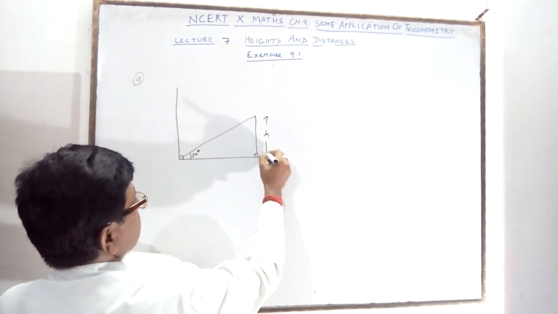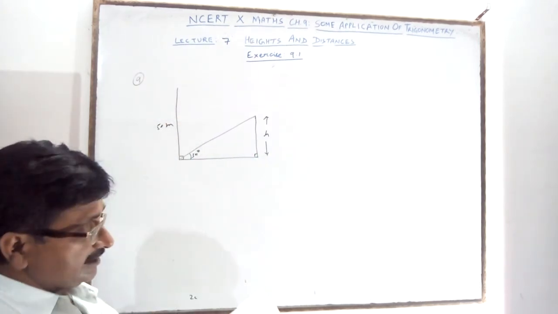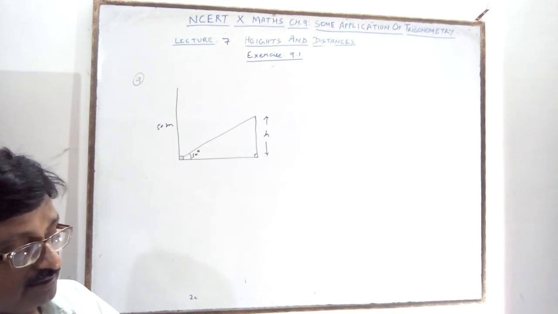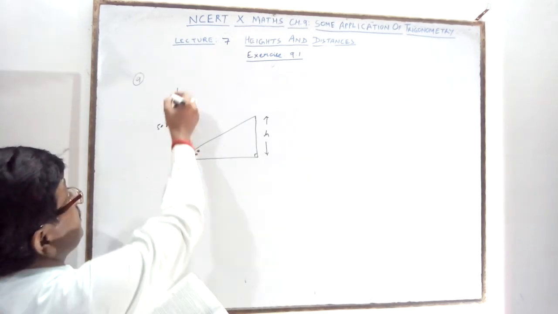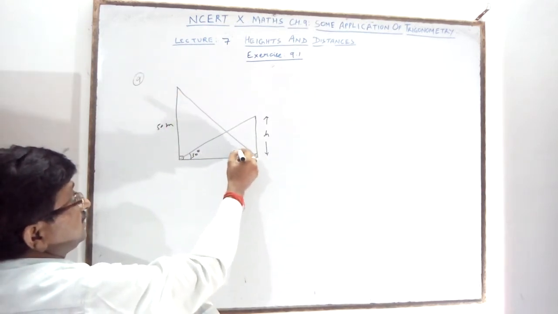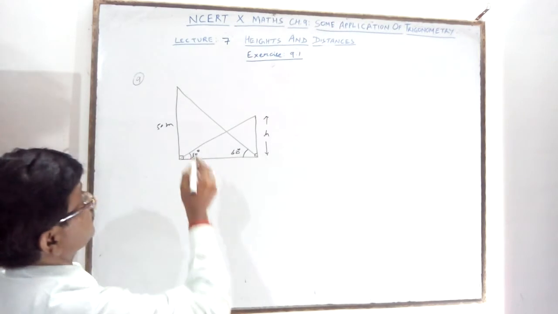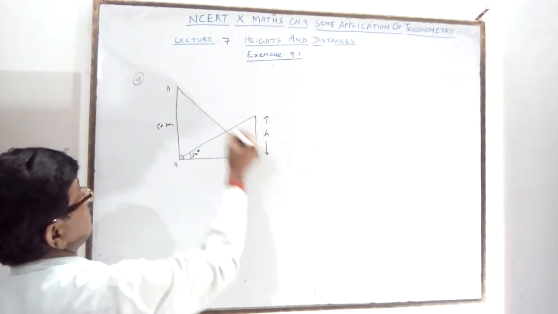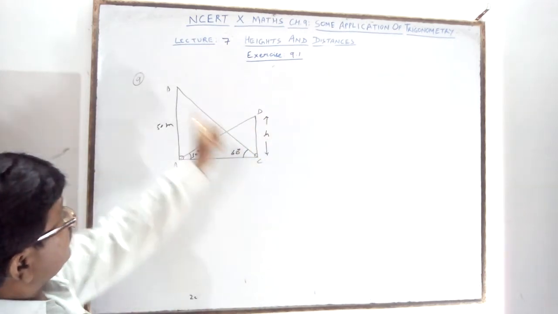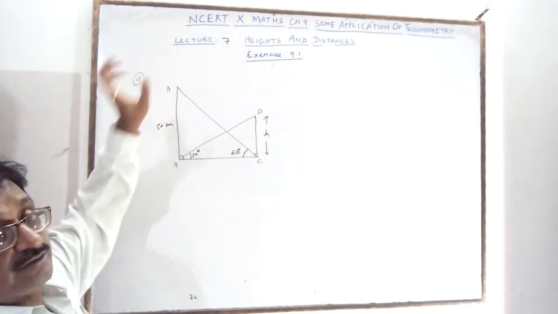The building is smaller. The tower is given as 50 meter high, and another part is given: the angle of elevation of the top of the tower from the foot of the building is 60 degree. So it is a greater angle, that's why the tower is greater. So which one is greater, you decide by the angle. AB is a tower and CD is a building. From the foot of the tower you see the top of the building, and from the foot of the building you see the top of the tower.